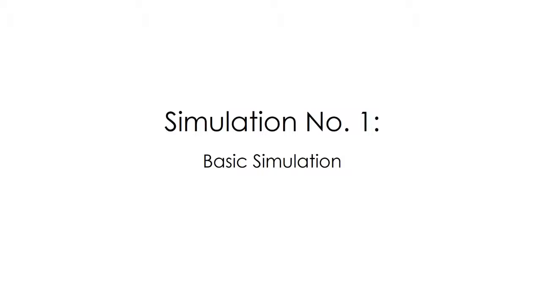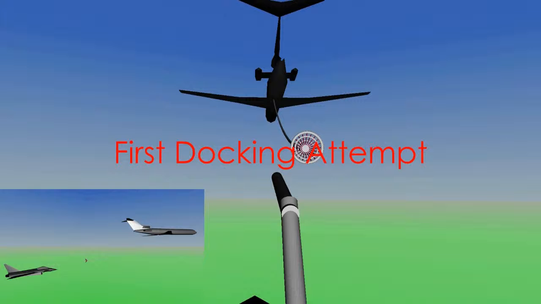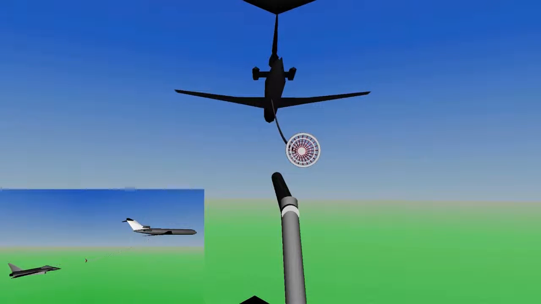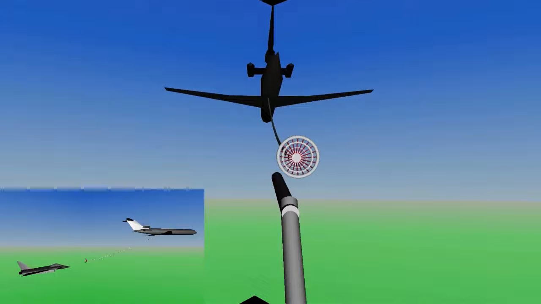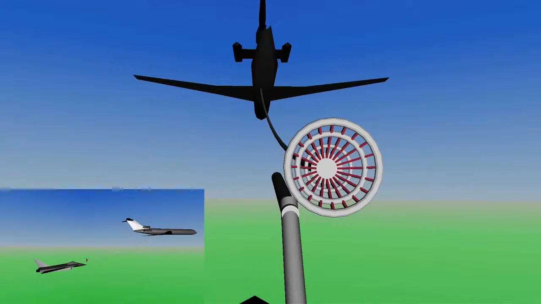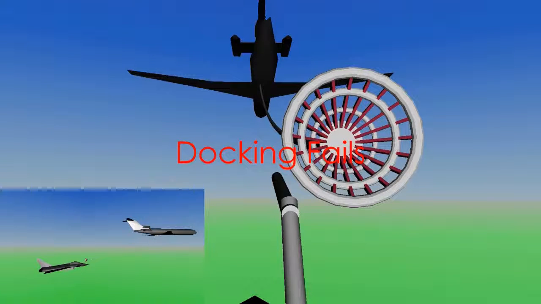Simulation 1. Basic simulation. 3 docking attempts are carried out in the basic simulation. This is the first docking attempt. At the beginning, the receiver stays in the standby position. Then the receiver approaches the drogue slowly. When the receiver is close to the drogue to some extent, the bow wave effect comes into play, and finally the probe doesn't capture the drogue, so the first docking attempt fails.